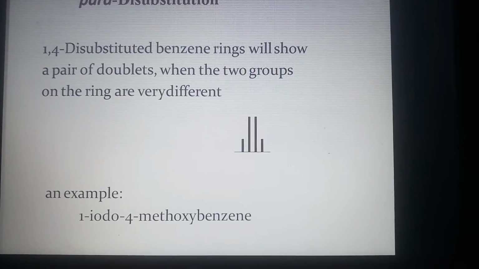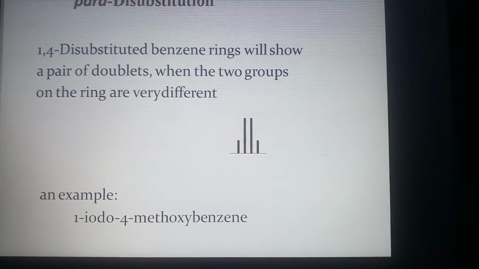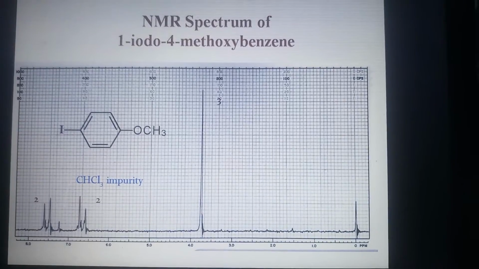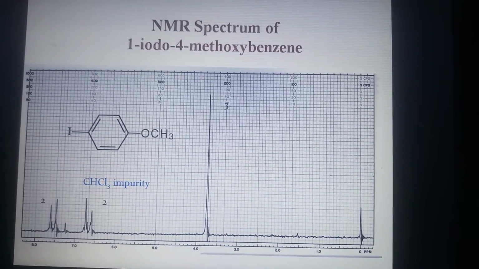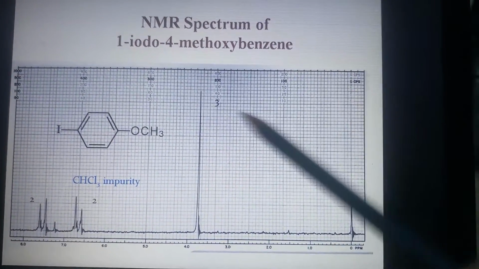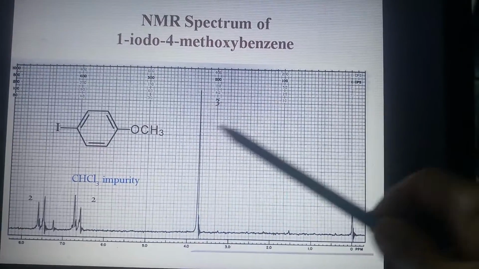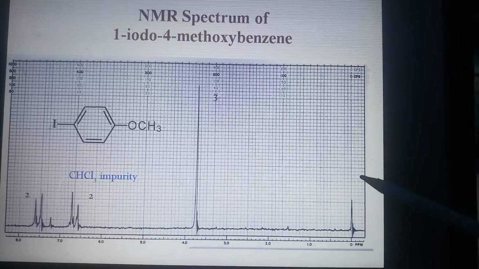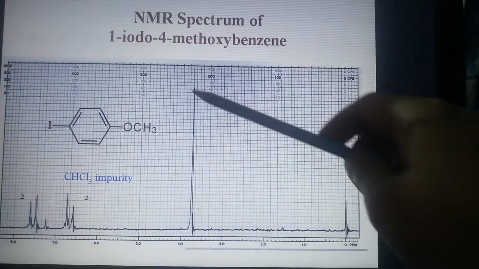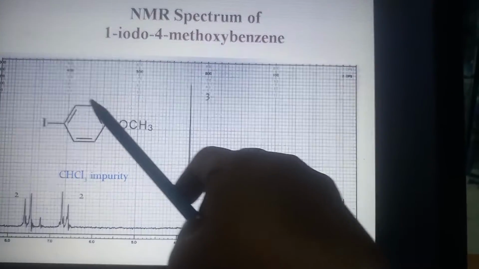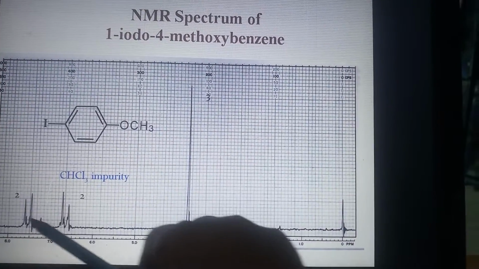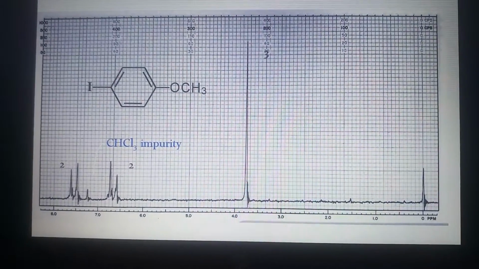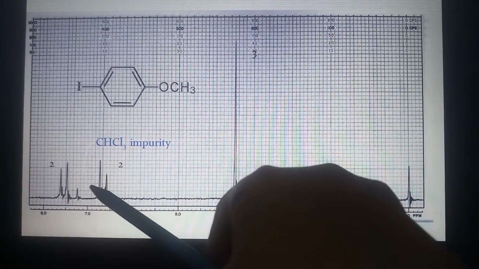For example, 1-iodo-4-methoxybenzene. You can see the NMR spectrum of 1-iodo-4-methoxybenzene. All three protons will appear here, and these 4 protons you can see will appear as a double doublet.